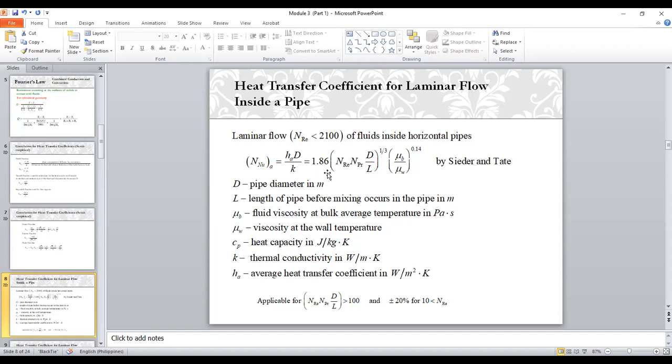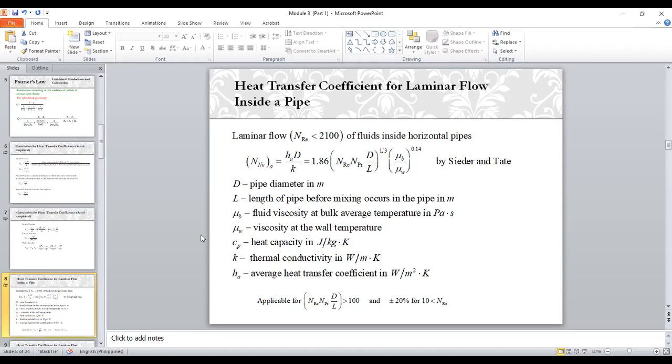The formula that you have in here is applicable only for laminar flow in horizontal pipes. Aside from that, it should also conform to the condition that is stated here. If not, you should already think that the value from this equation may be plus 20% or minus 20% if Reynolds number is greater than 10. This is the case for the use of this particular formula.